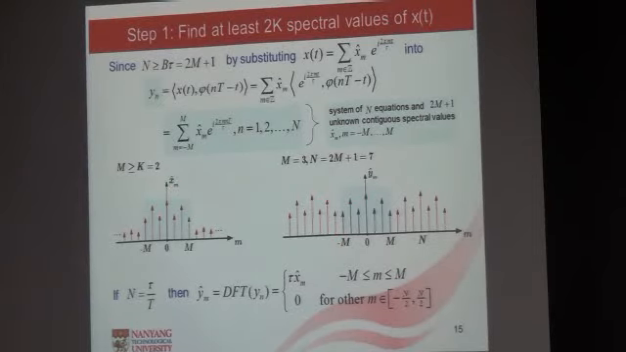Now, in certain cases, when tau is divisible by the sampling interval, the spectral values of the sampled signal, or the Fourier transform of the sampled signal, correspond to the spectral values of the original signal multiplied by a certain parameter tau. So you can easily recover these. But if not, you simply have to solve this system of equations here to recover these spectral values.